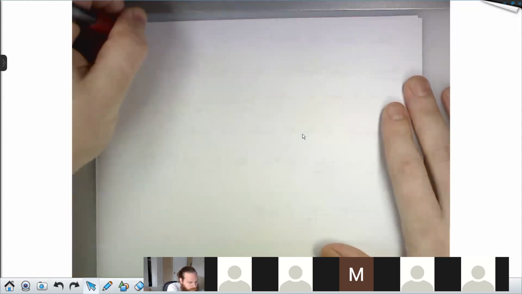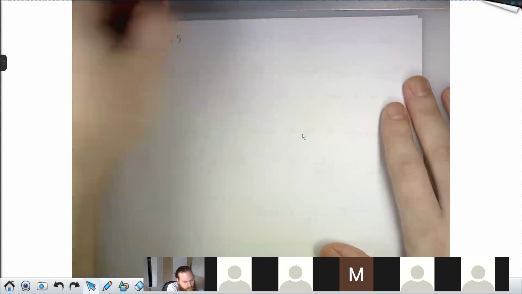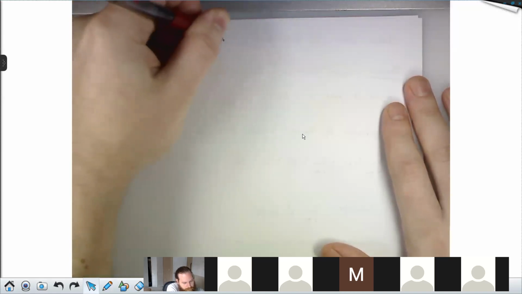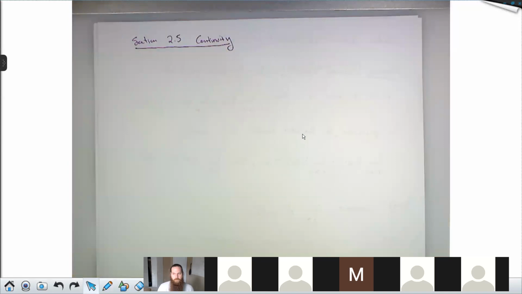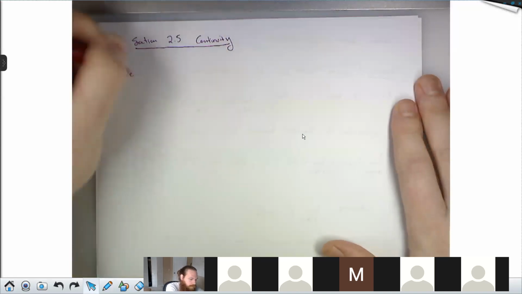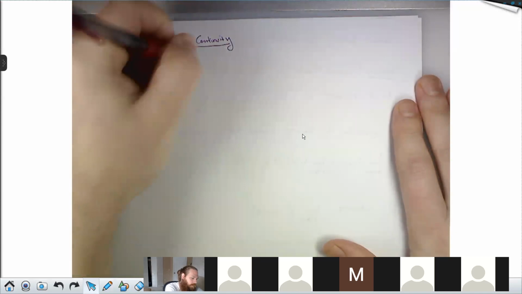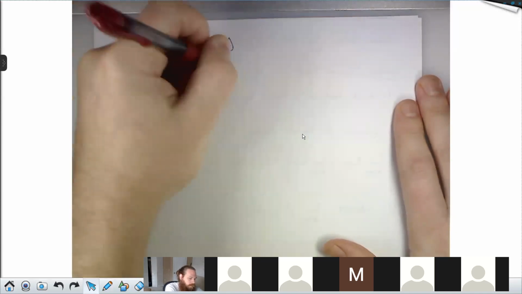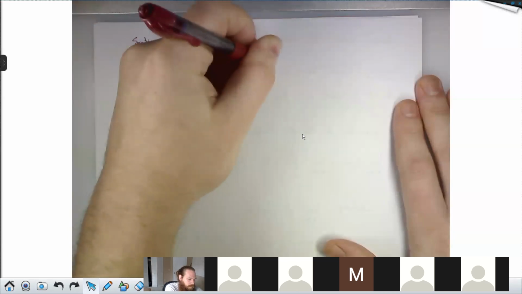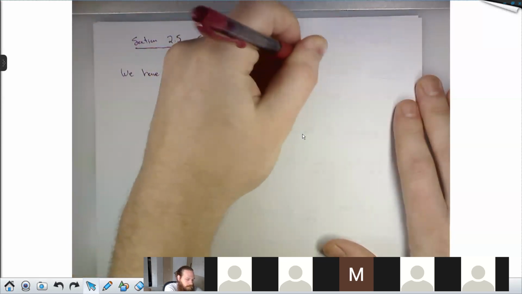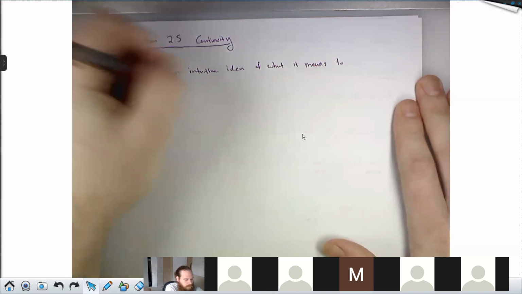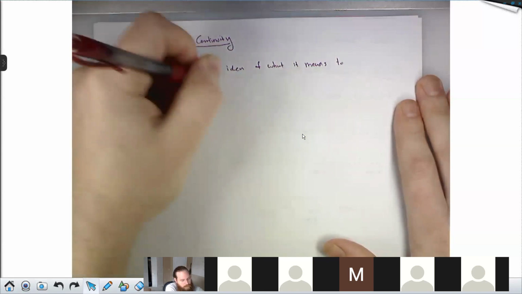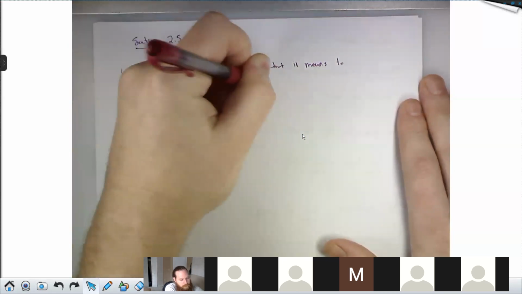We need to start talking about continuity. From your pre-calculus classes, you're familiar with a few different ways a function can fail to be continuous. So we have an intuitive idea of what it means to say the function f of x is continuous.